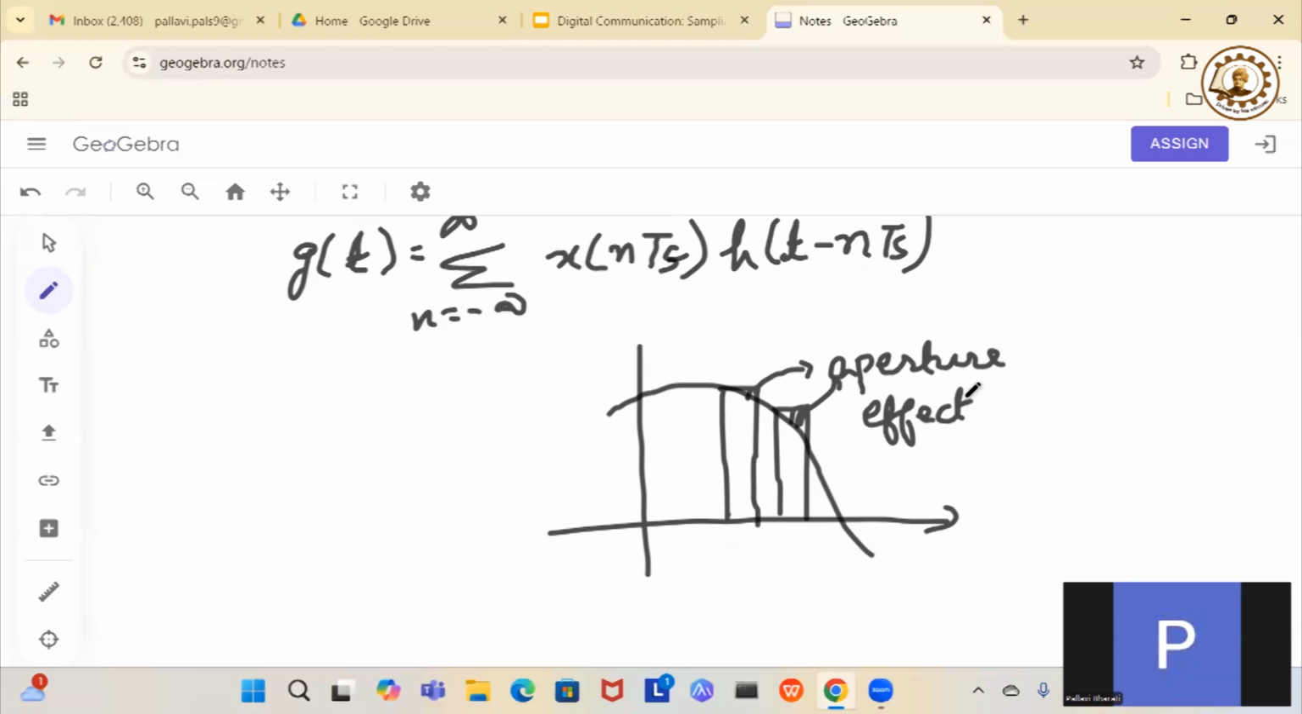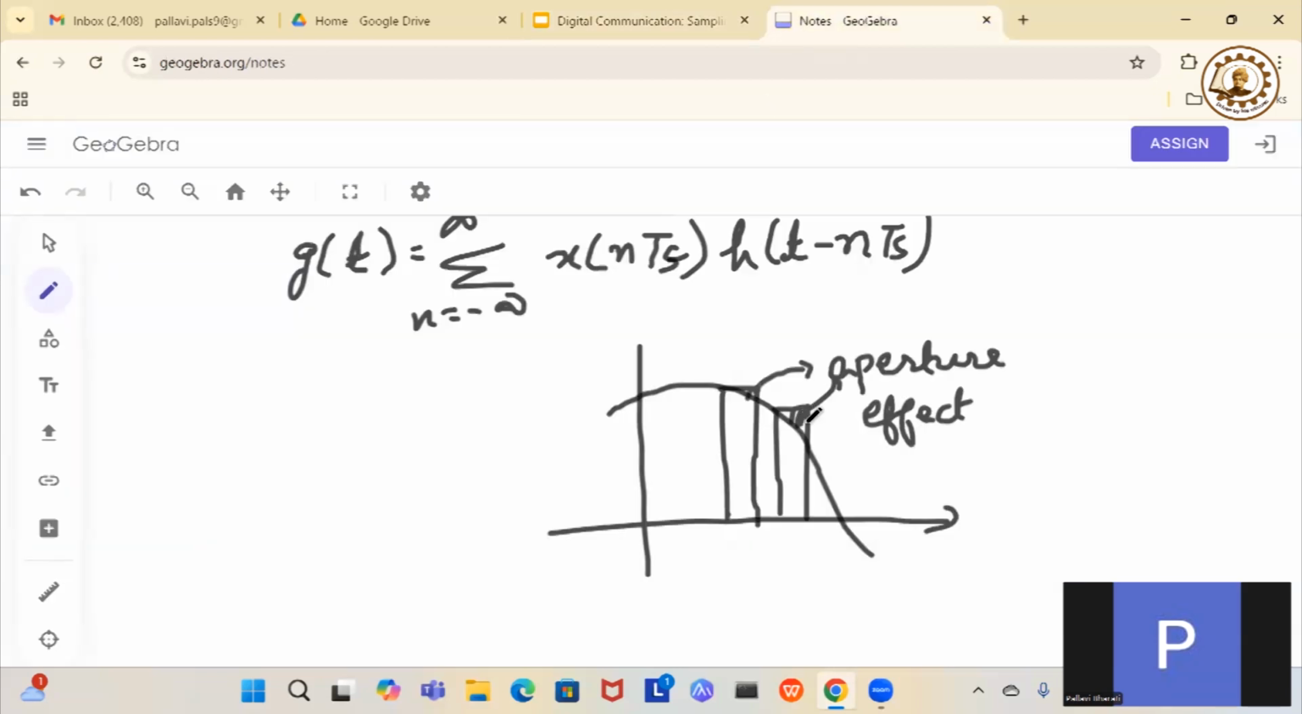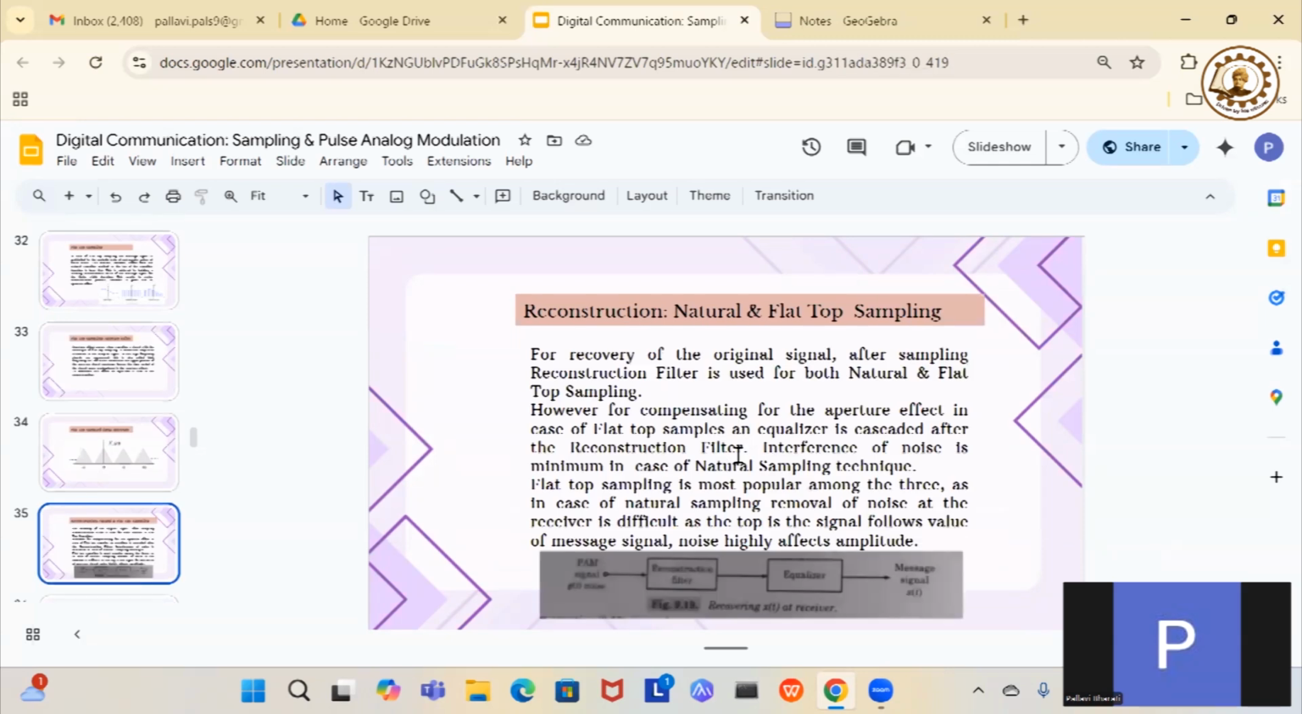Because of these high frequency components over here, you can see, high frequency roll off means these higher parts are cut. That is the high frequency roll off, which attenuates the upper portion of the message signal spectrum. So upper portion means the higher frequency signals are attenuated to a larger extent, which, if you are taking the time period very large, in that case, more of the aperture effect is predominant. So to overcome this, we use an equalizer.